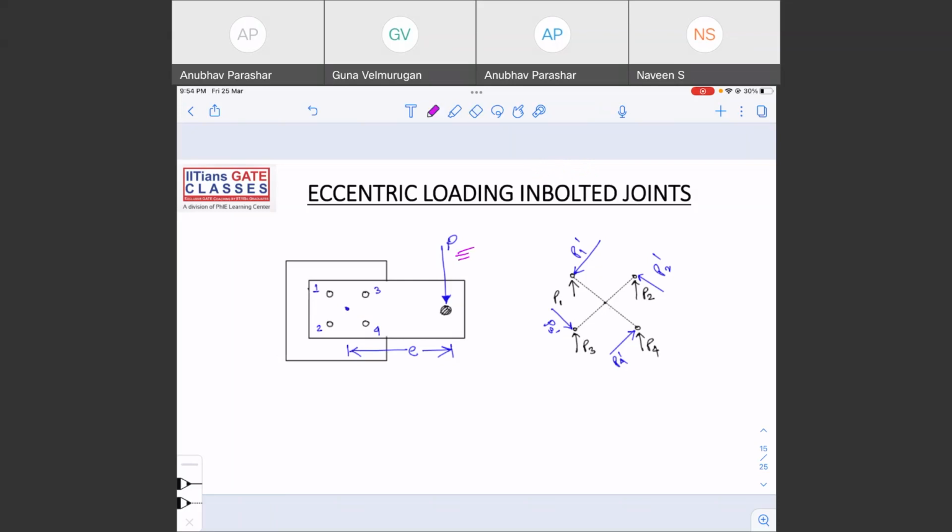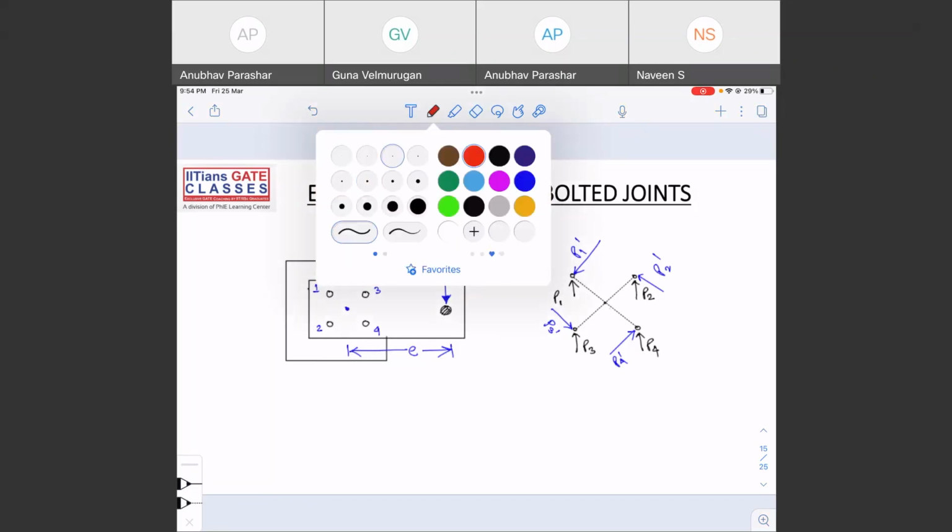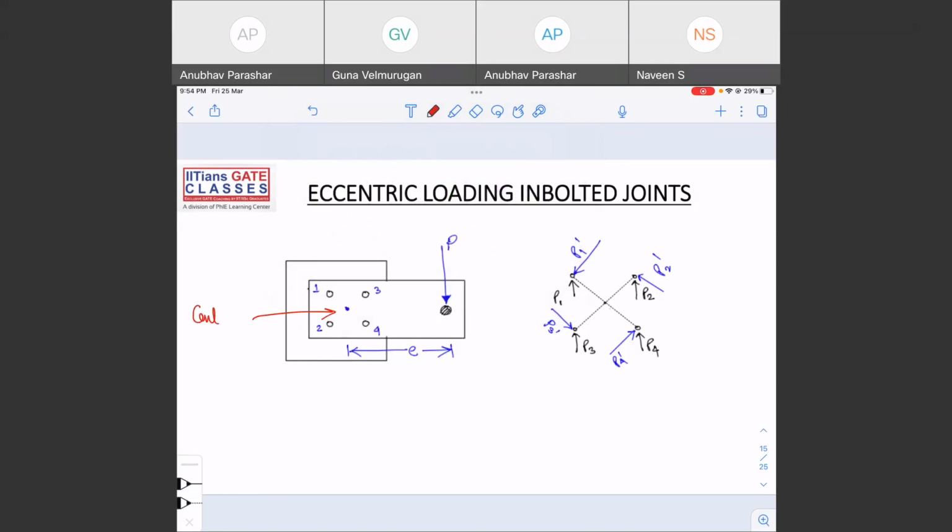Okay. Now, a load P is applied. You can see the load is an eccentric load. It is not directly on top of the rivets or the bolts, right? It is at a certain distance, at a distance E from the center of the joint. I can say this is the center of the joint, right? Okay.